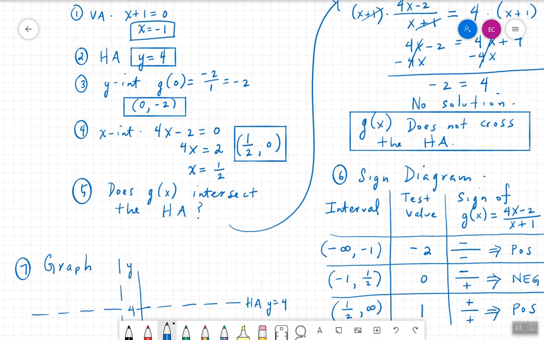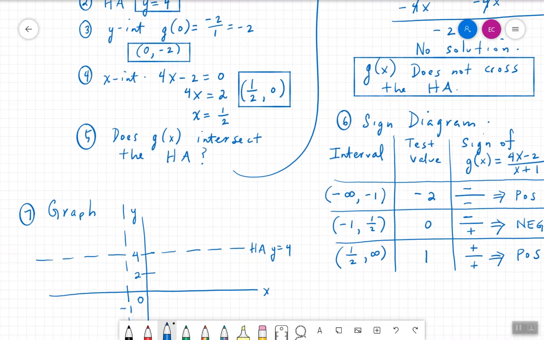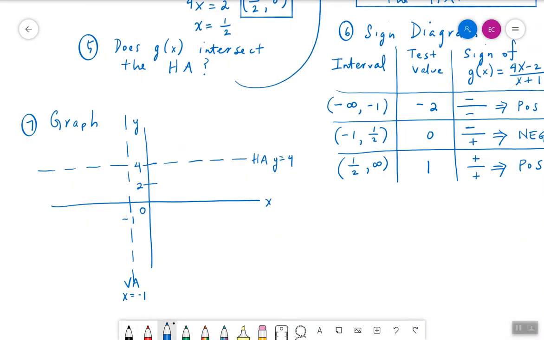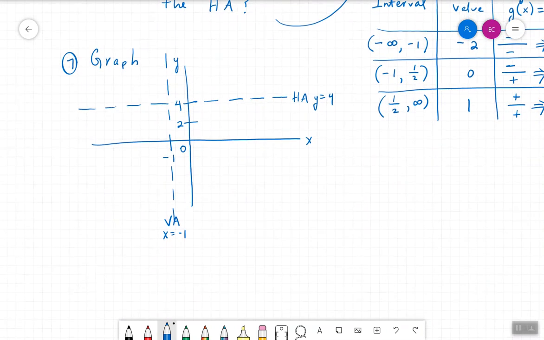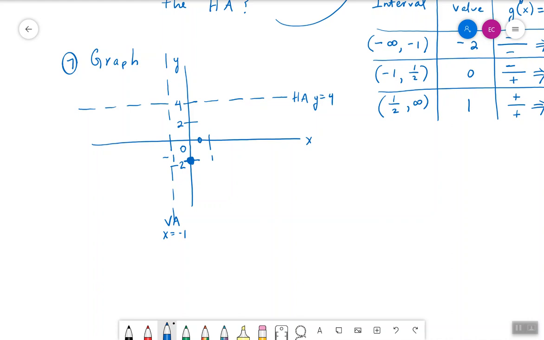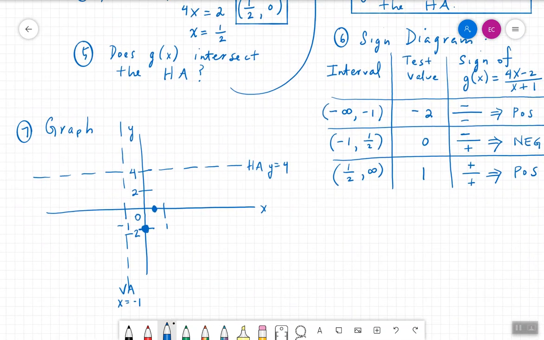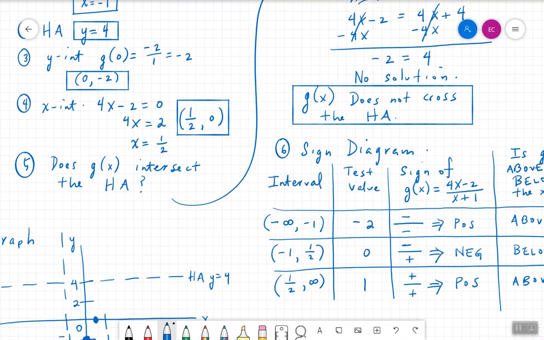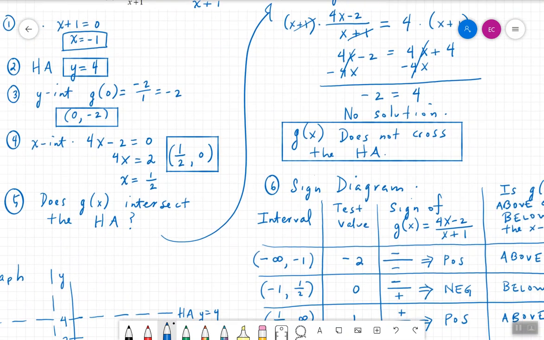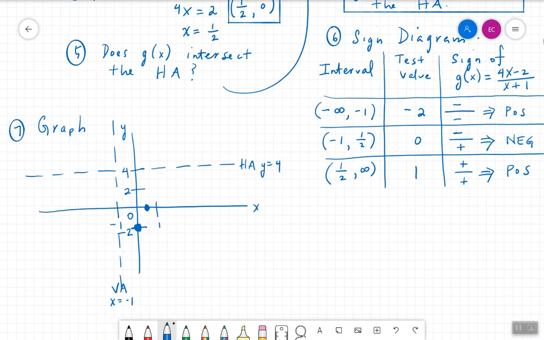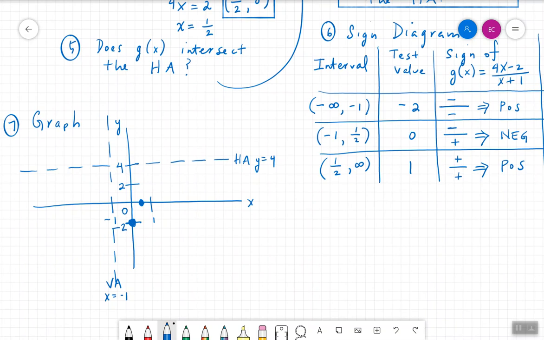2 asymptotes. We have a y-intercept at -2 and an x-intercept at 1/2. Okay, so we've plotted those 2 points. Does the graph cross the horizontal asymptote? No, it does not. And so that's all the information we have, we'll use the sign diagram to finish this off.